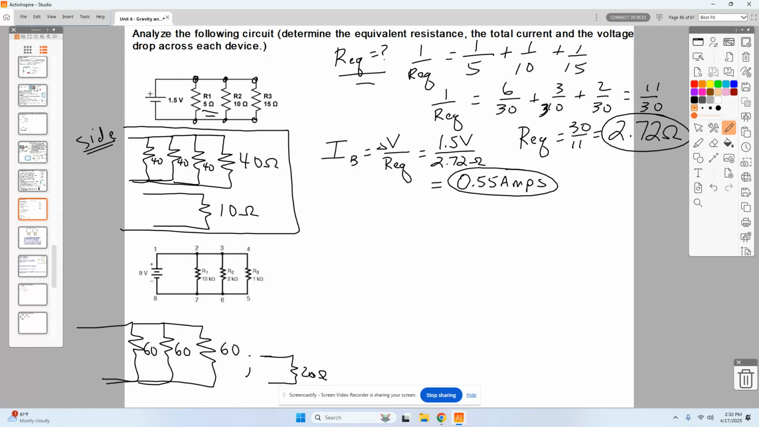On your diagram, will you draw that 0.55 amps as electron current flowing from that battery? Not conventional current, electron current. See if you're able to do that. It would look like this.